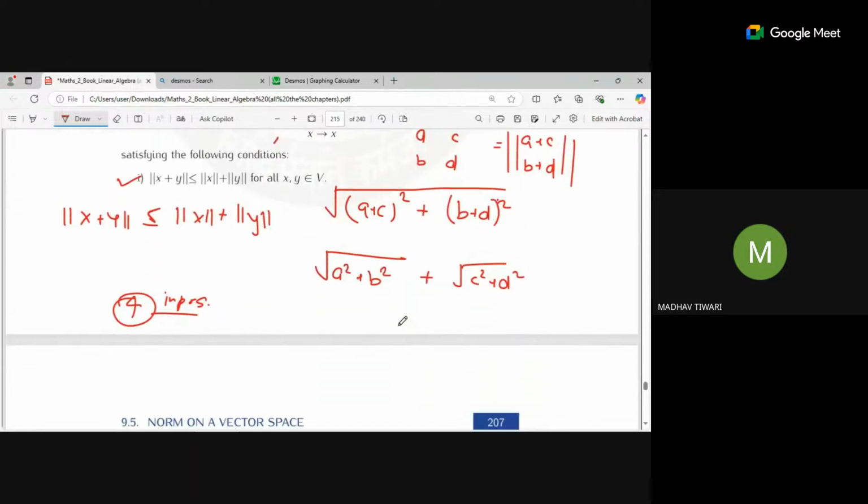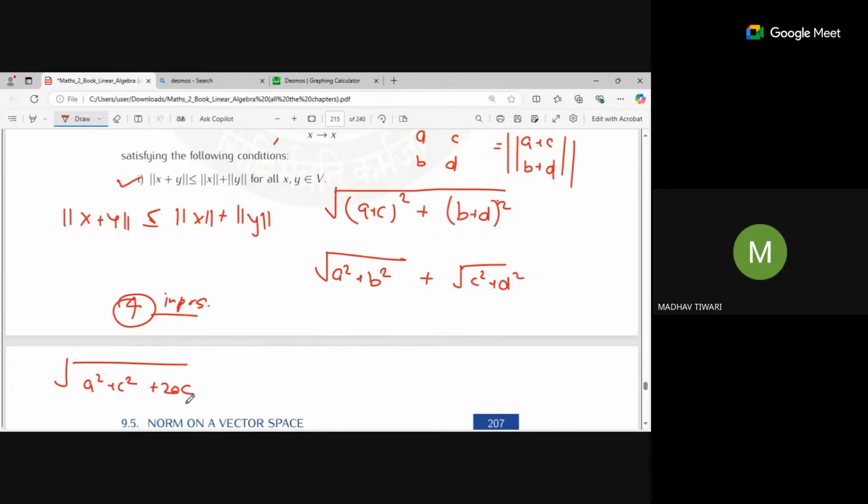Okay, or you can directly write. You can rewrite this part as this. That's the square root of A square plus C square, right? Plus 2AC. Next is plus B square plus D square, right? Minus, sorry, plus 2BD.